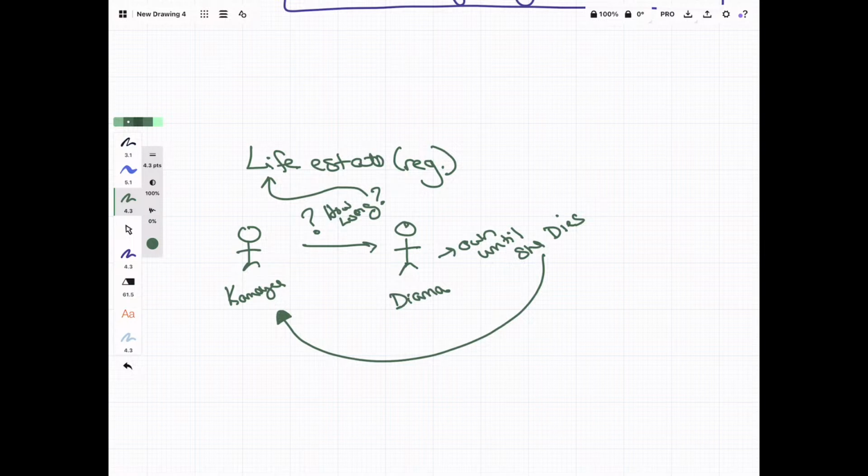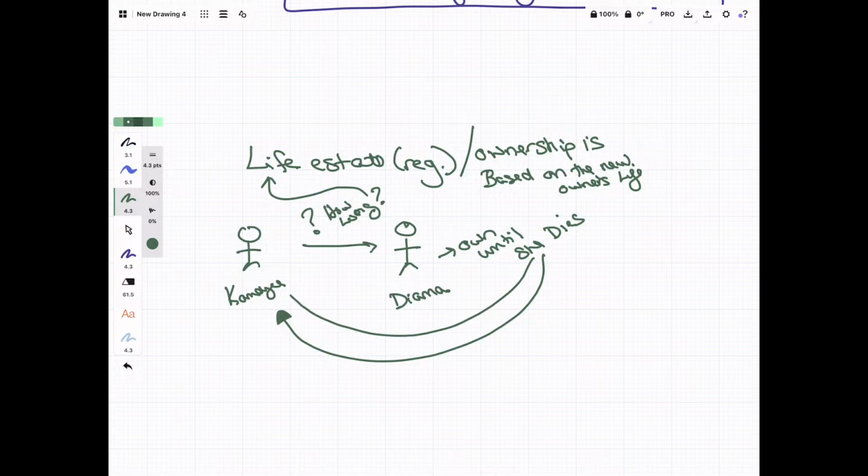And since there is no possible way for Diana to live forever, Diana never had the opportunity to own it forever. In a regular old life estate, her ownership is based on the new owner's life. So it's basically saying, I have a fee simple absolute. Diana, you will now have a life estate as long as you are alive. But when you die, Diana, it's going to come back to me.